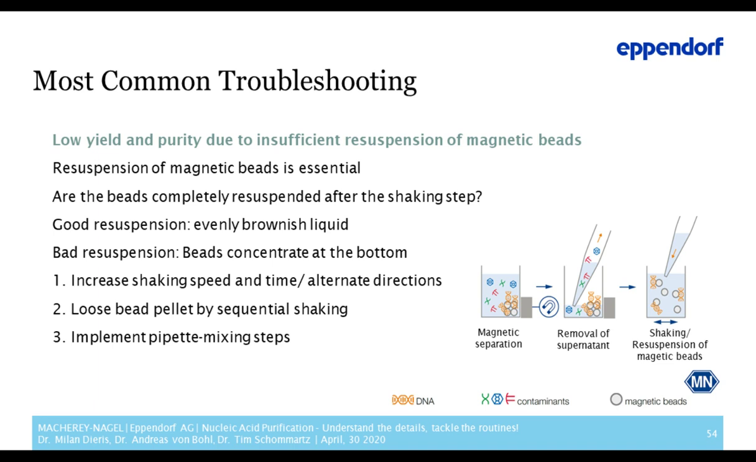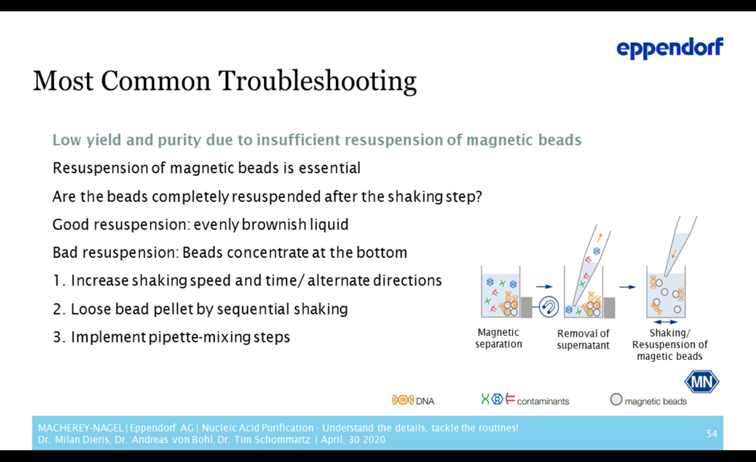How to tackle these symptoms? First, of course, you can increase the shaking speed. Be careful not to increase it too much, because otherwise you risk spilling the buffers by the shaking. Another point is you can alternate the directions. You can change between clockwise and counterclockwise, for example in an interval of 1 minute or so. This helps to loosen the bead pellet.